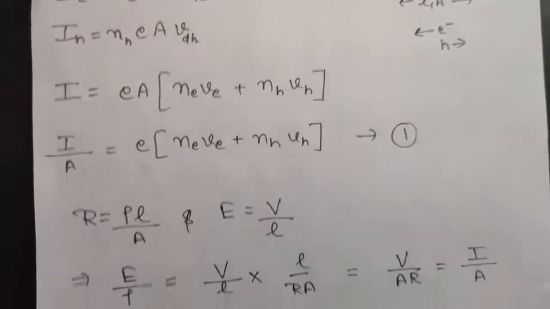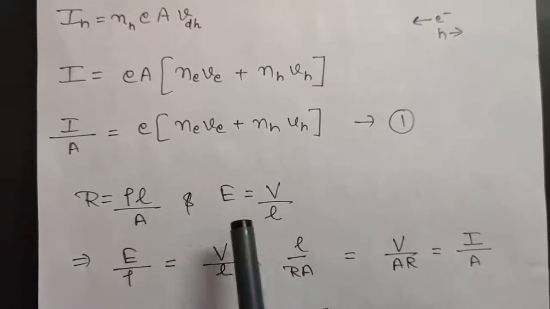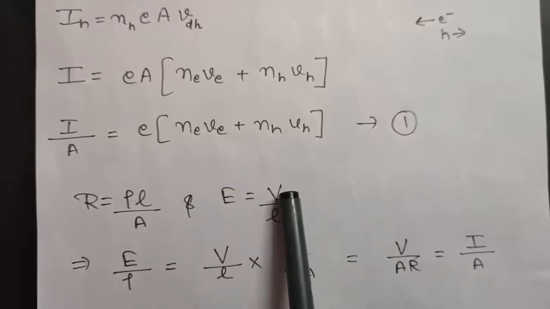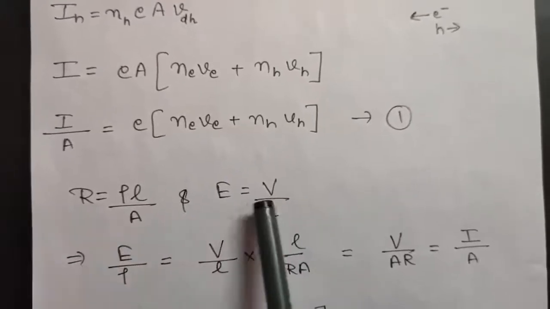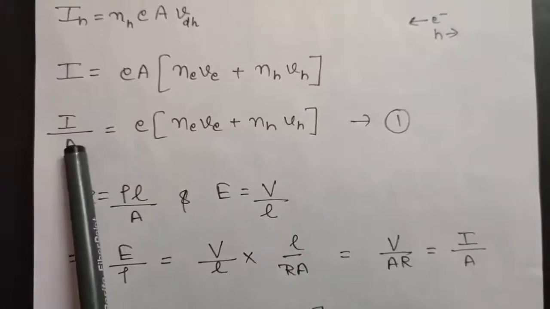Now, as you know, resistance is defined as rho L by A and electric field is defined as V by L. By using these two relations, we will be calculating the value of I by A.